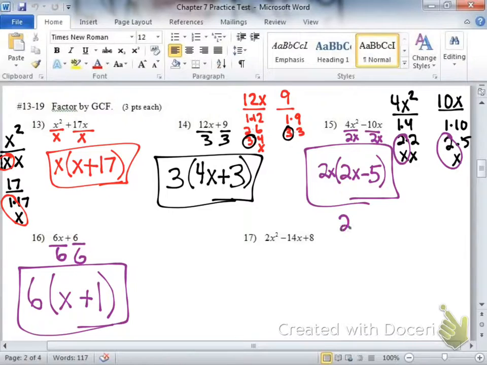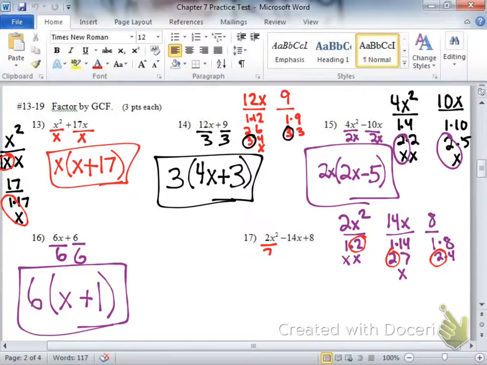Alright, number 17, we have 2x squared, we have 14x, and we have 8. We got 1 and 2, xx, 1 and 14, 2 and 7, x, 1 and 8, 2 and 4. What do these have in common? 2. Any variables? Not on this one, nope. So divide by 2, divide by 2, divide by 2. Write the 2 in the front. 2 divided by 2 is 1, so you have 1x squared or just x squared. 14 divided by 2 is 7, keep the x. 8 divided by 2 is 4.